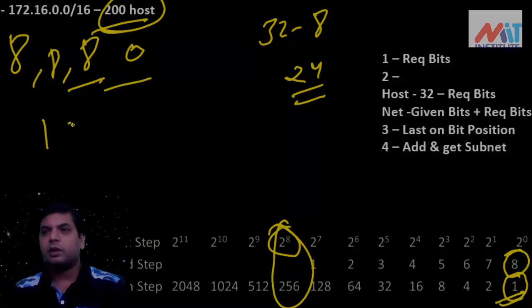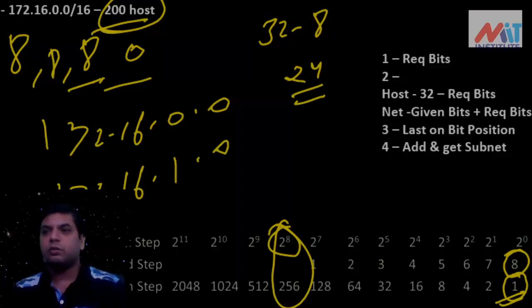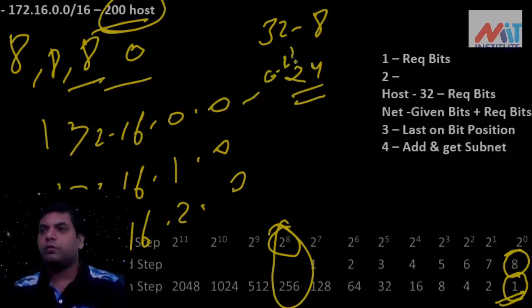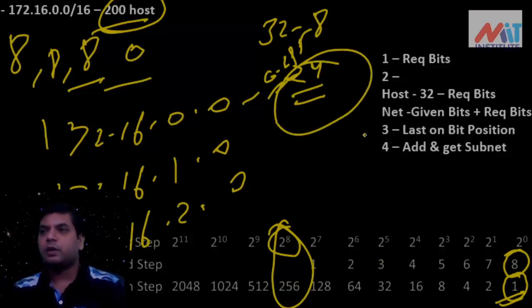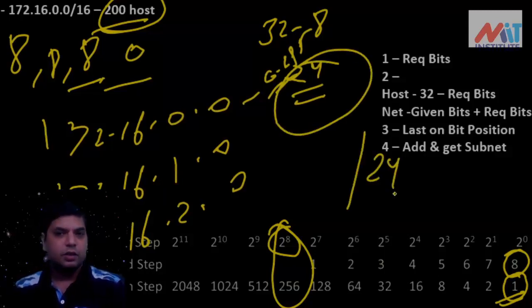So we will get subnets like 172.16.0.0, 172.16.1.0, 172.16.2.0 like this. And its broadcast will be 0.255, and the new subnet mask will be /24.